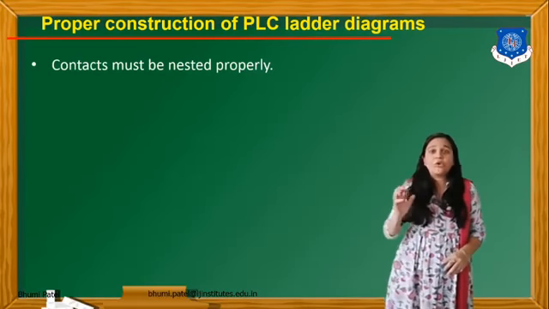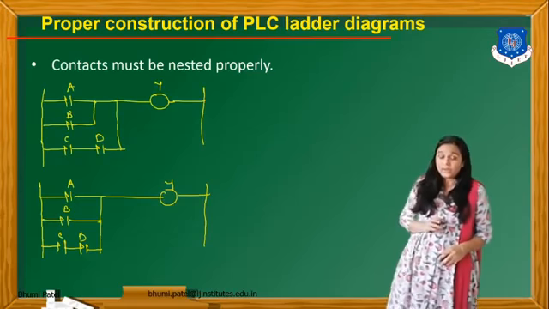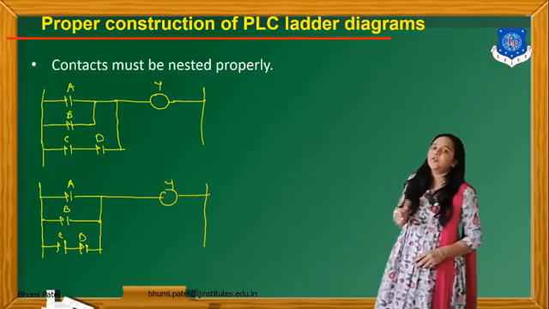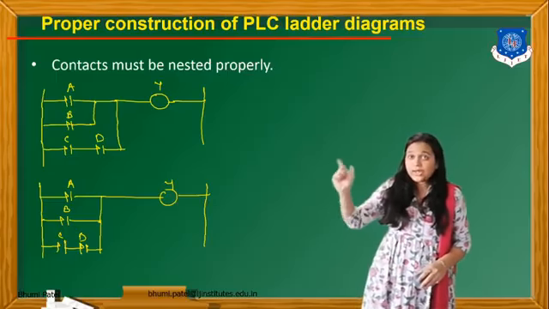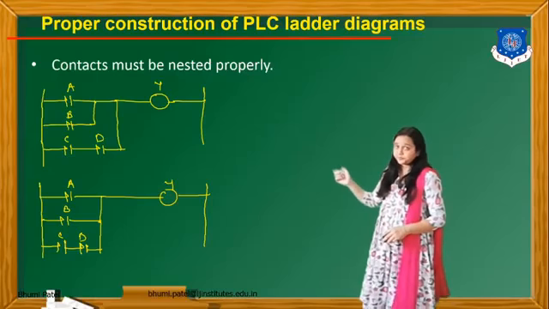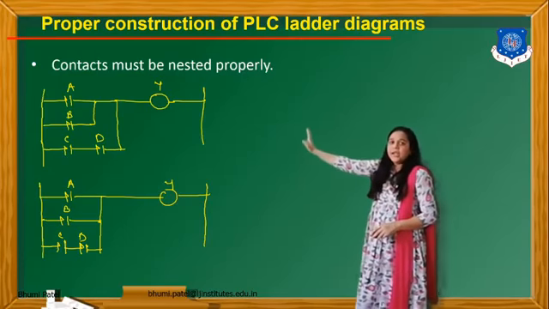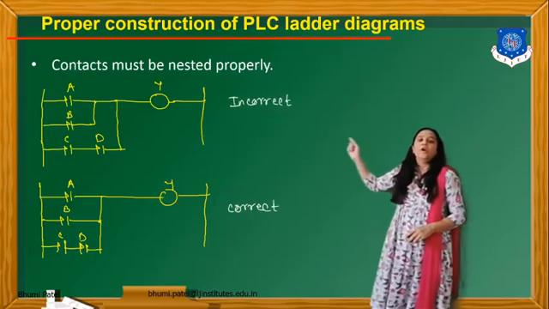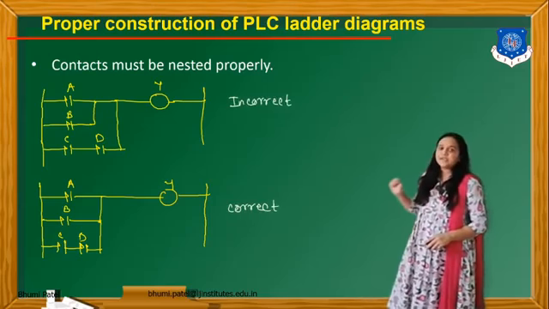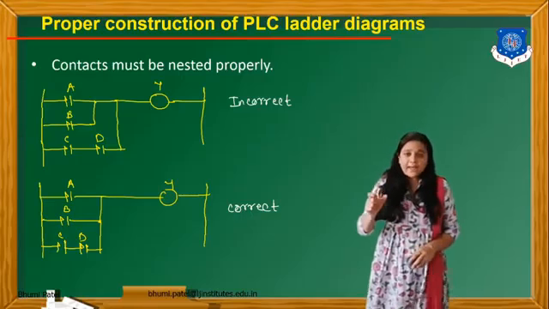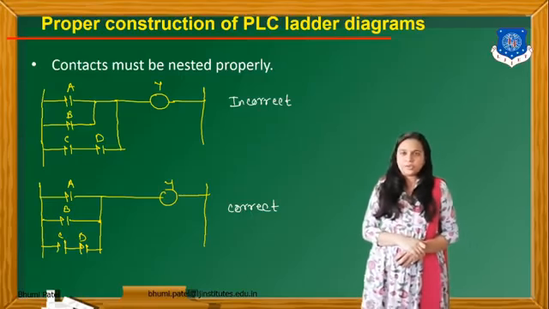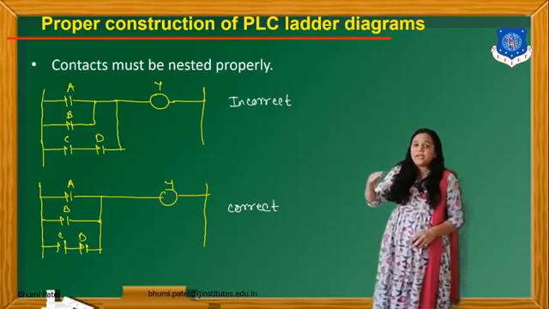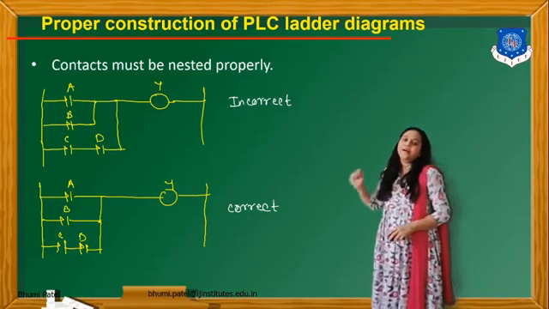The next one is the contact must be nested properly. Here two types of ladder diagram are given. Which one is correct and which one is incorrect? Contact must be nested properly. Here inputs A, B, C, D are given and Y is my output. The upper diagram is the incorrect PLC diagram, and the next one is the correct diagram for the PLC solution. We cannot connect B and CD in this manner. We can connect A, B and CD in this parallel manner.